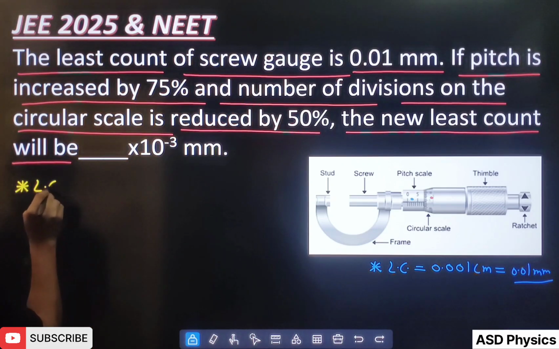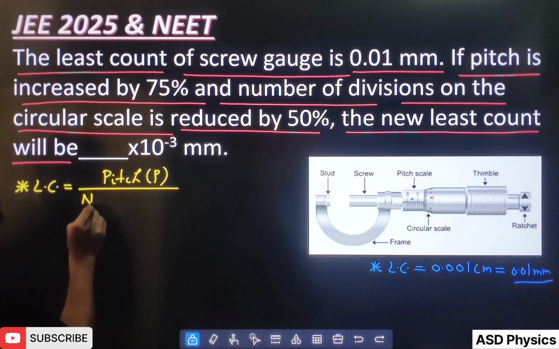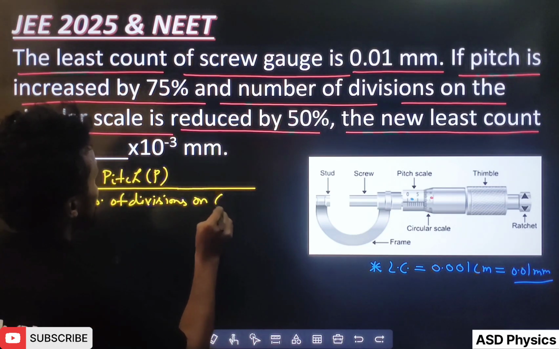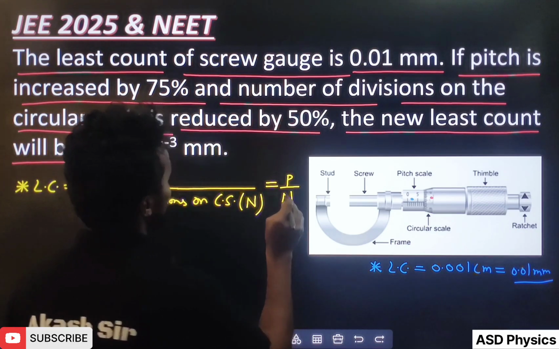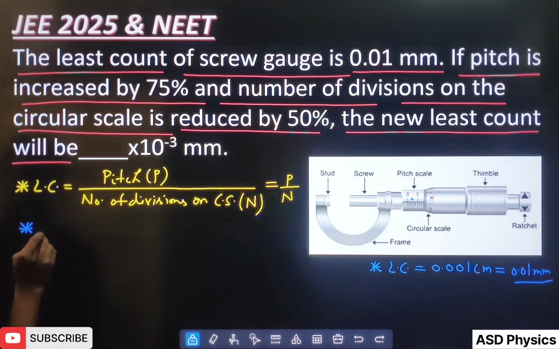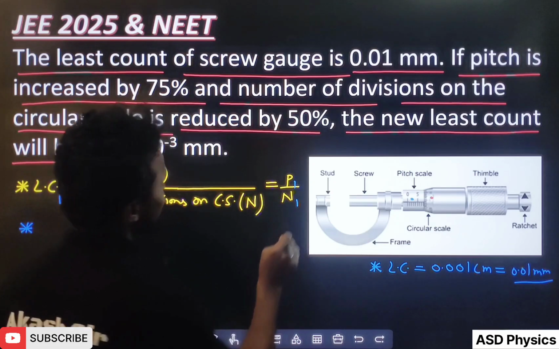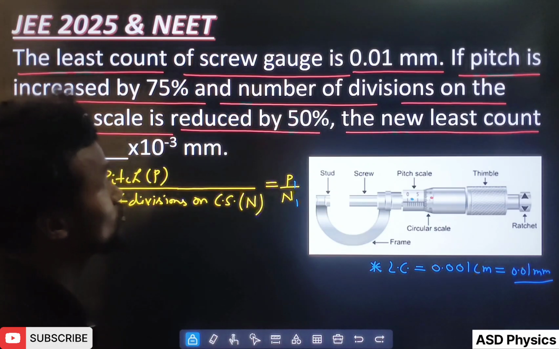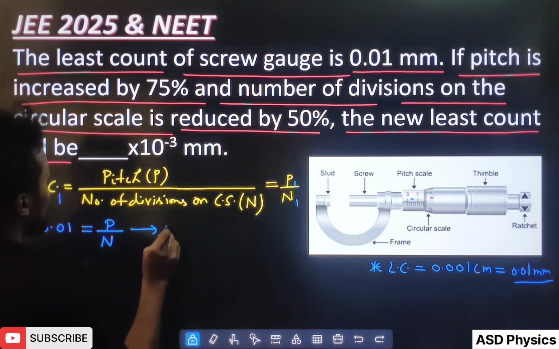The least count formula is given by pitch P divided by the number of divisions, on which scale? On the circular scale. I have taken it as n, so least count is P by n. Initially the least count is given, so let's take least count 1 as P1 by N1. Here it is given as 0.01 mm, everything in mm. So 0.01 equals P by N, equation 1.